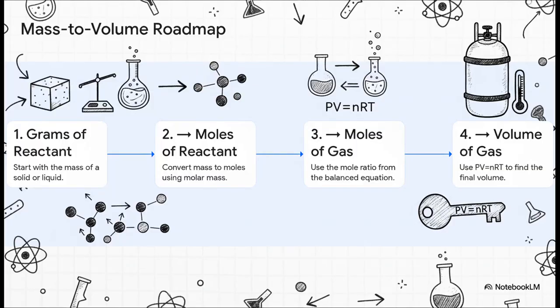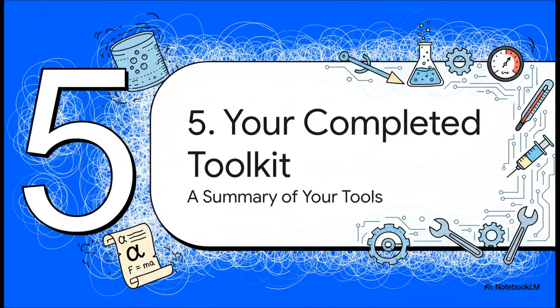But what if you're starting with a solid reactant, not a gas? No problem at all. We just build a little roadmap. You start with the mass of your reactant in grams, convert that to moles. Then you use the mole ratio from your balanced equation to find out how many moles of gas product you'll make. And for the grand finale, you use our master key, PV equals nRT, to turn those moles of gas into a final volume. And just like that, we're done.